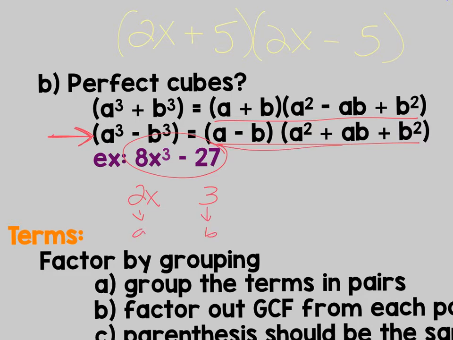So when I follow the pattern that remains, I'm going to plug those values in. I would get 2x minus 3 times a squared, so 2x times 2x, or 4x squared, plus the product of these, so 2x times 3, 6x, plus b squared, 3 squared, which is 9.